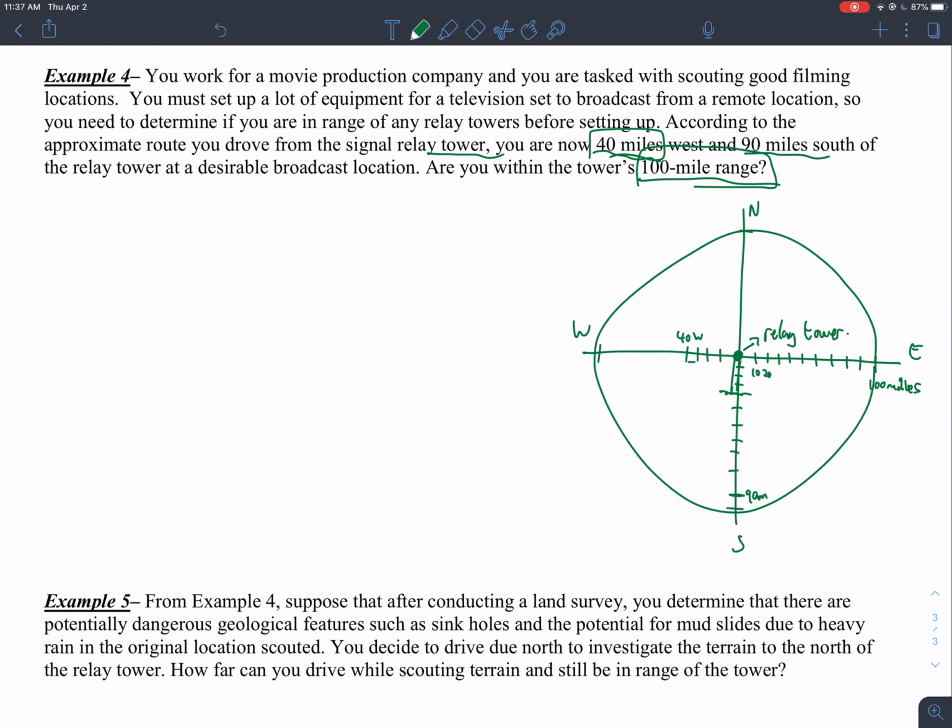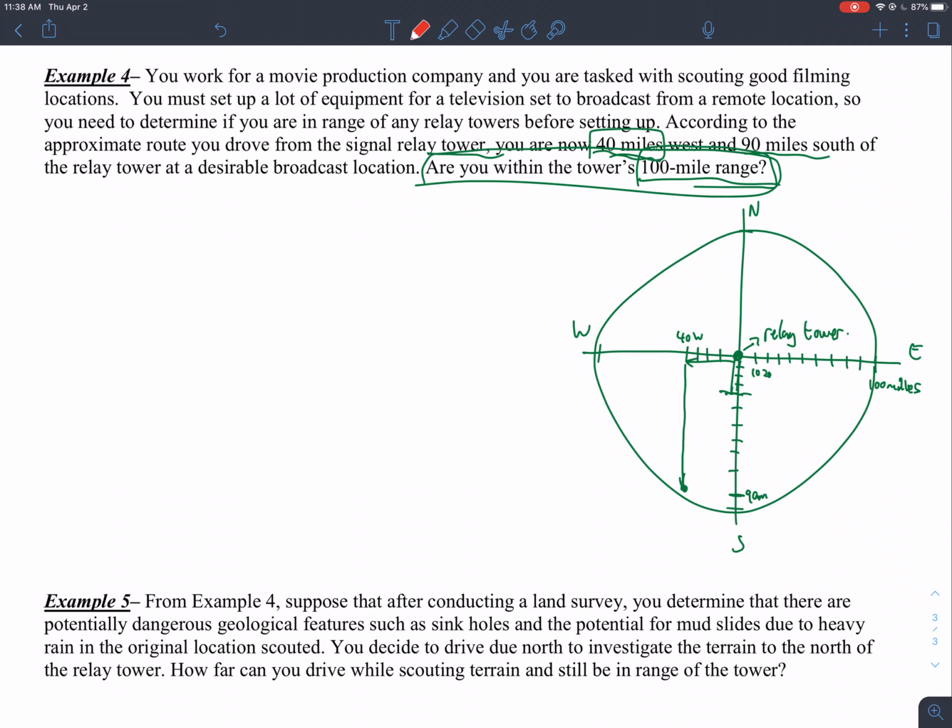I drove this way 40 miles and then I drove south 90 miles. Okay, now my picture is making it look like we already know the answer. The answer is, are you within the tower's range? And I'm saying, yes, looks like it. There I am. But we can't just do that. You have to show it mathematically.